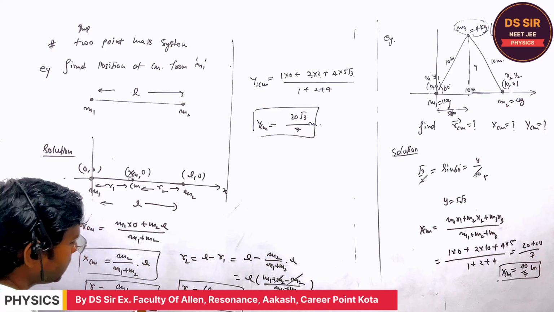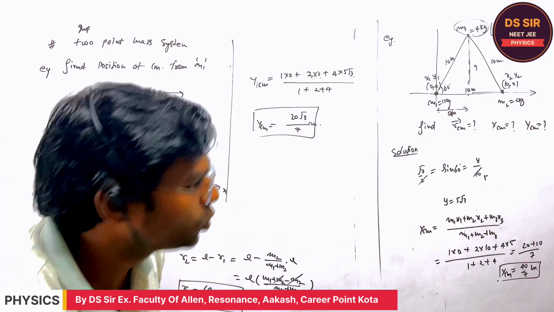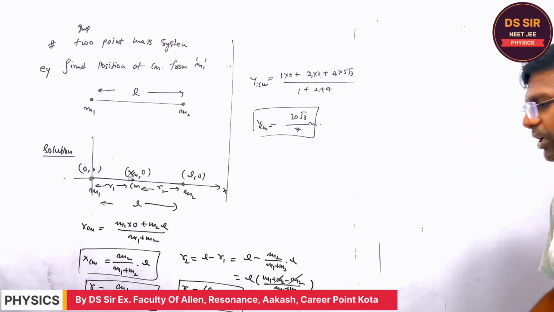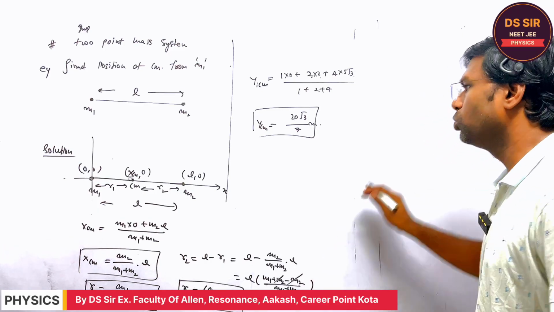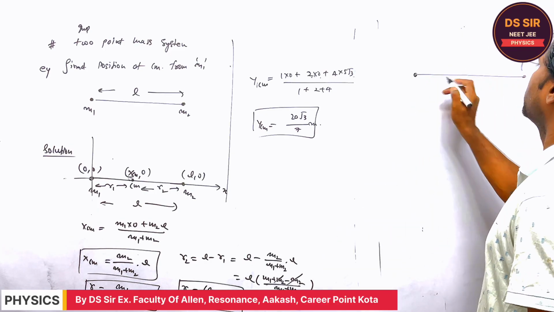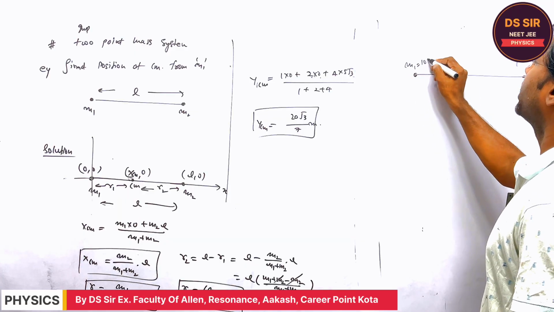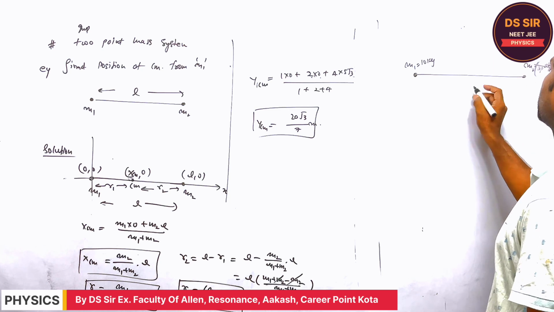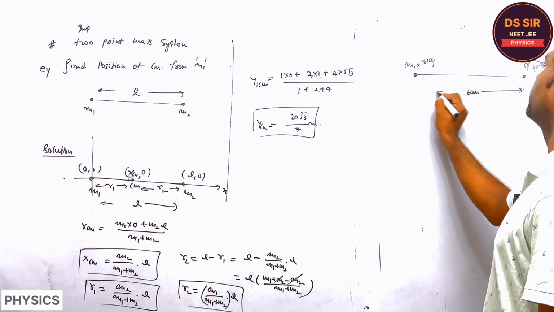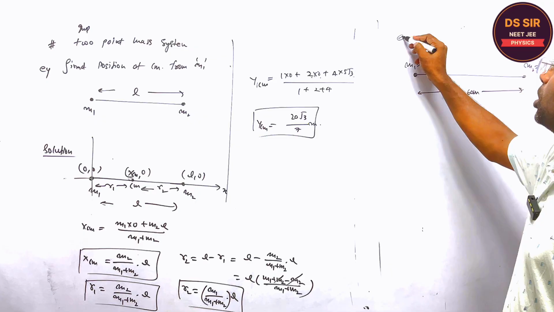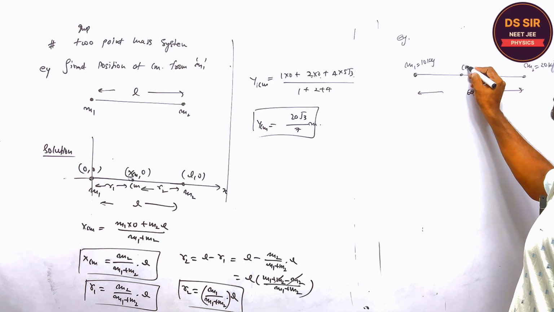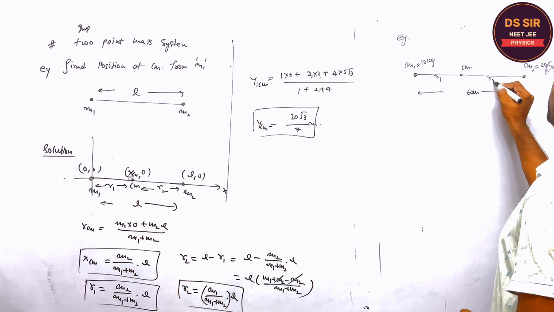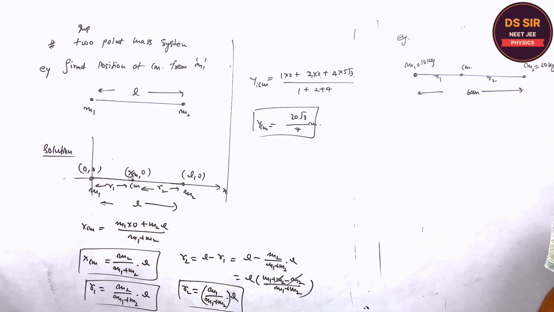So you will remember these two formulas, and they will be used very much in the calculation of the center of mass of a 2-point mass system. How to remember? Listen, suppose this is M1, 10 kg, and M2 is 20 kg, and 60 meter is the distance between them. Now you have to find the position of the center of mass. Listen one thing, from M1 this is R1, from M2 this is R2. Is it clear or not?